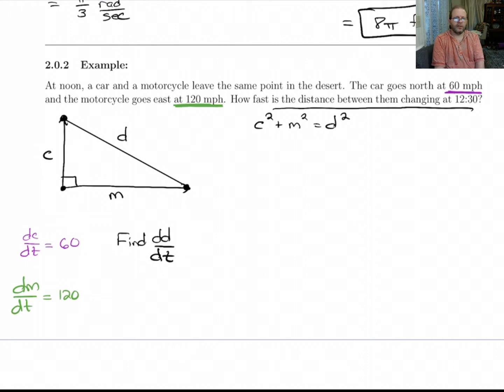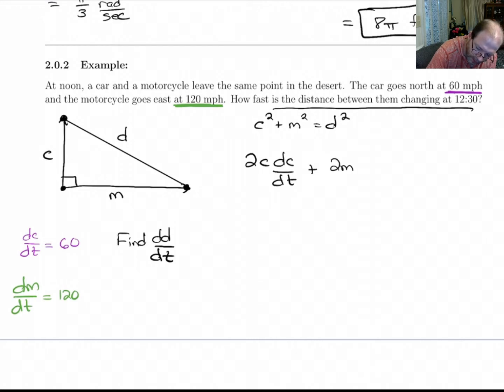Well, that's sort of bringing time into it. But we don't need to do much with that. We just need to say dd/dt at 12:30. Let's come back to that in a second. Okay, let's take the derivative of this to get our rate equation. You get 2c times dc/dt plus 2m times dm/dt equals 2d times dd/dt.